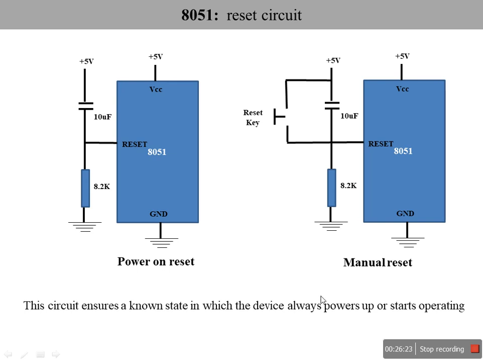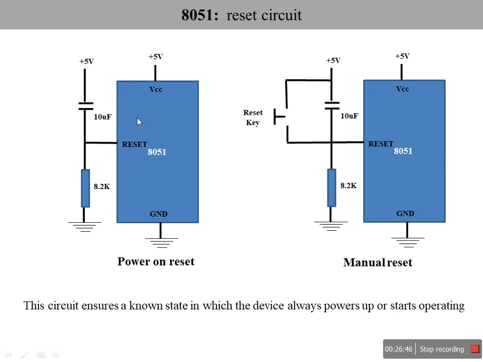Another thing is manual reset. If I want to reset a circuit, then I just press this button, and immediately the circuit, even if it was executing a very critical application, starts executing again from the beginning. So this circuit ensures a known state in which the device always powers up or starts operating. Okay, this is the reset circuit.